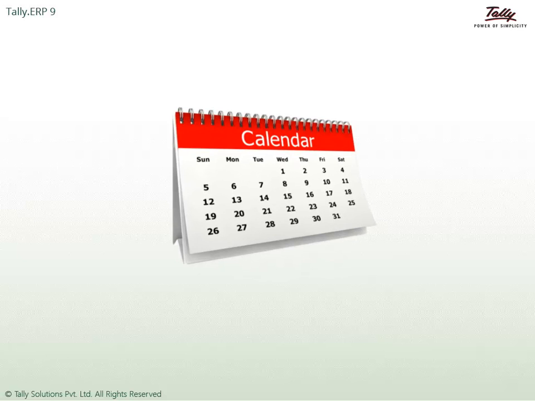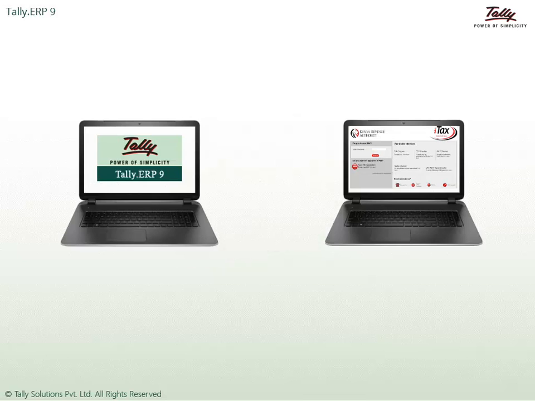VAT reporting and payments should be made on or before the 20th of every month. You can generate accurate and complete VAT returns through Form VAT 3, and generate the zip file that needs to be uploaded to the KRA website.